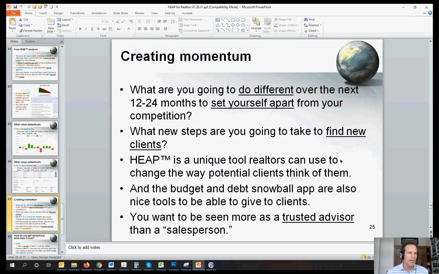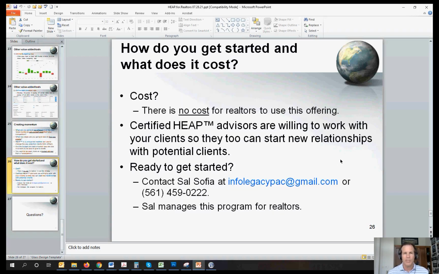It may not be just about how great you are as a realtor. It may be because they want you to help somebody with the Home Equity Acceleration Plan, a budgeting app, or the Debt Snowball. So we want to help you find new clients with this. We think this is a unique tool that realtors can use. And again, we want you to be seen more as the trusted advisor versus just a salesperson, which, right or wrong, good or bad, is what a lot of people see realtors as.